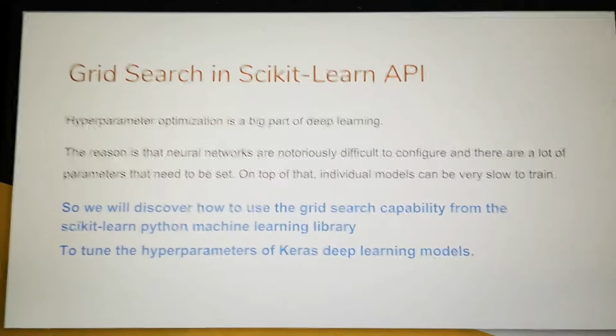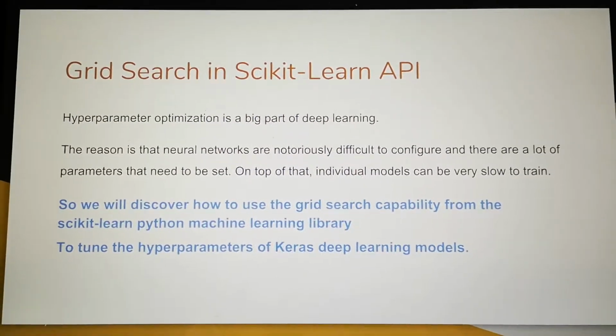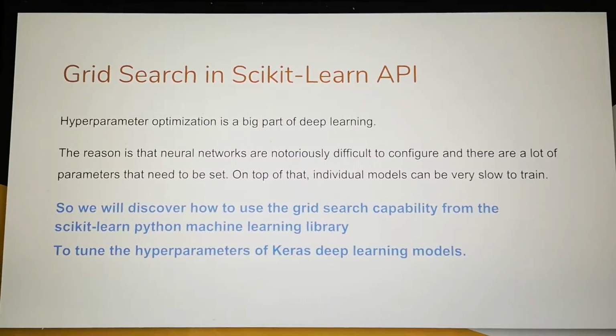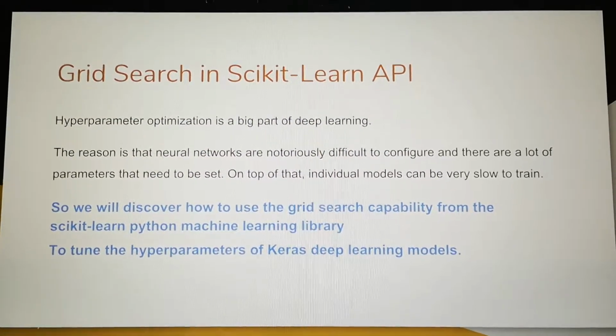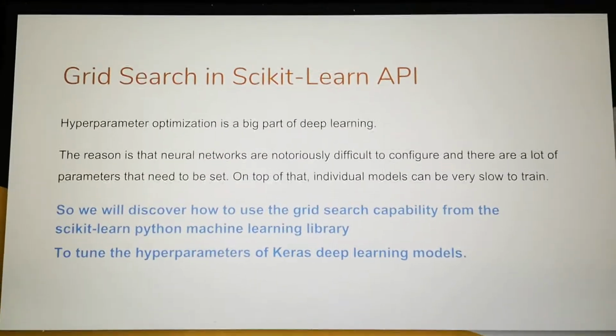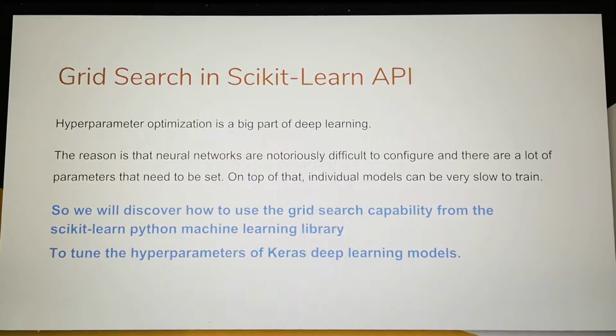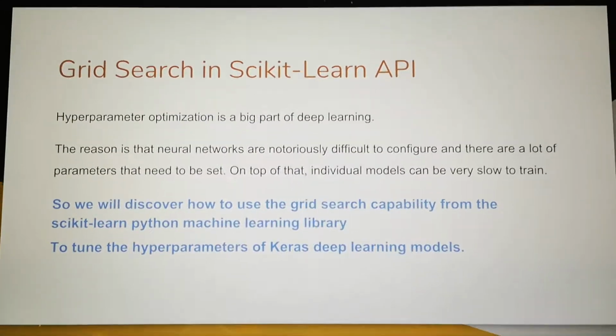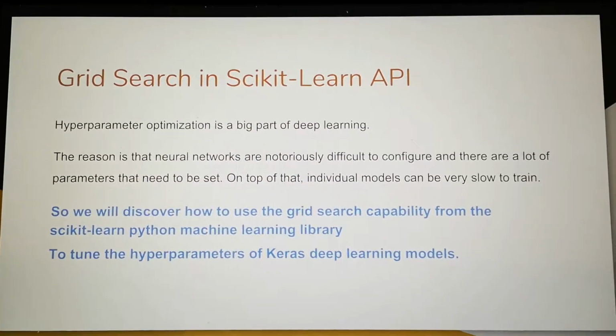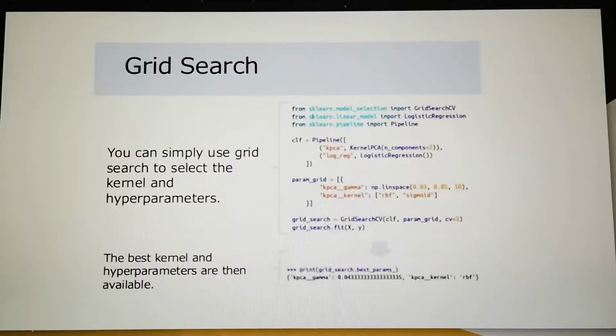The reason is that neural networks are really difficult to configure and there are lots of parameters that need to be set. On top of that, individual models can be very slow to train. So we will discover how to use the grid search capability from the sklearn Python machine learning library to tune the hyperparameters of deep learning models.